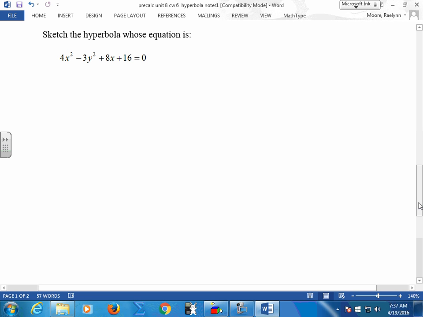An ellipse was really like a circle, a subtract. So your ellipse had all pluses in here, and we said it could never be negative on the other side if it was an ellipse. But a hyperbola has a negative. So again, gather your parts.